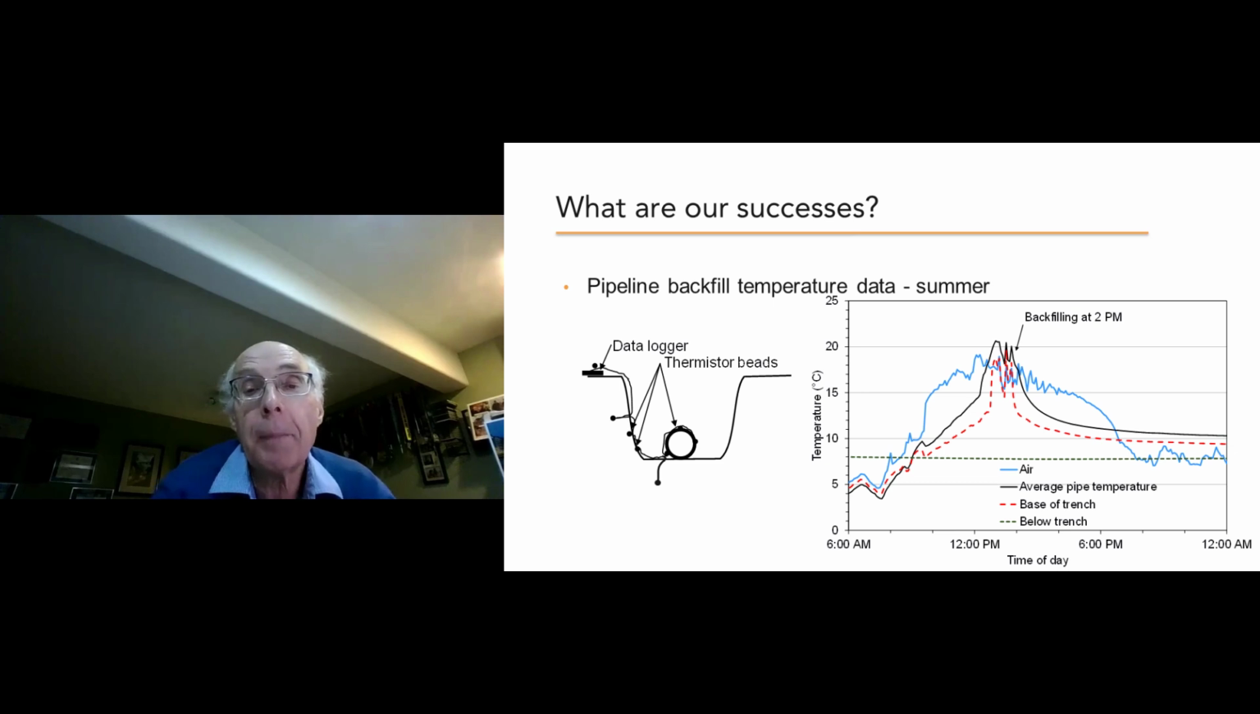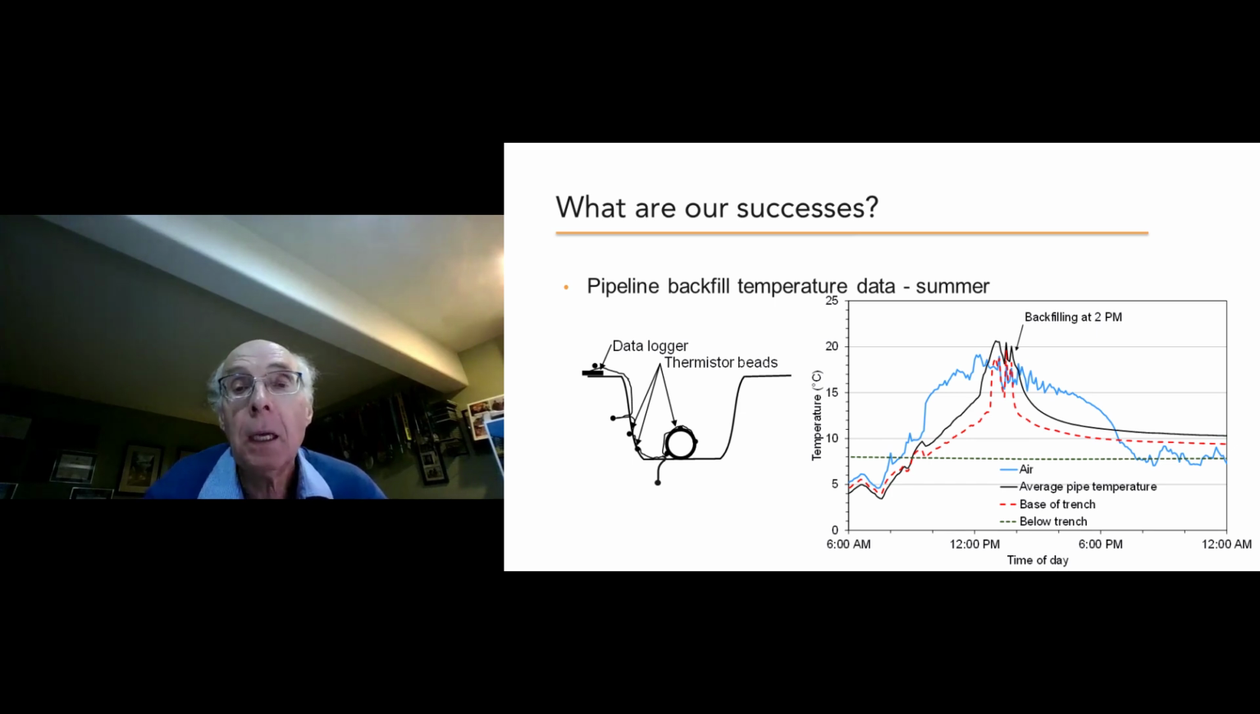And you can see that prior to the backfilling, the red line and the black line generally follow the behavior of the air temperatures. There's going to be a slight variation because the air temperature is measured above the ground, and the pipe and the ditch temperatures are obviously sort of below in the ditch, and the air is probably a little cooler there in the summertime.